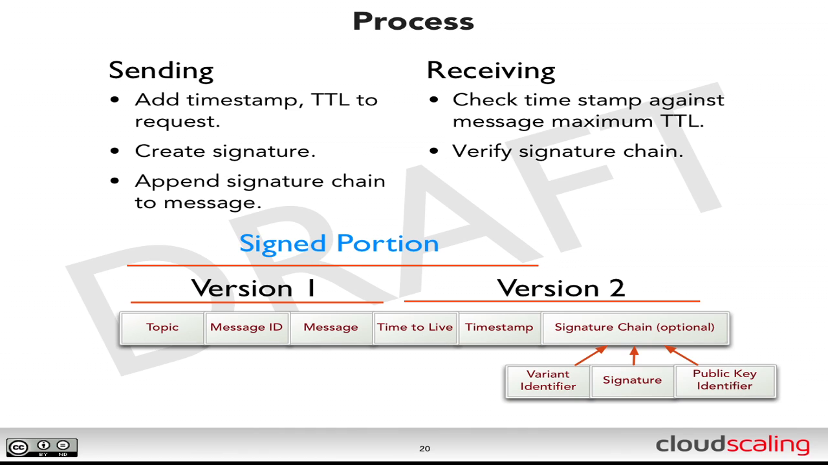So, we are going to sign messages, and we're going to change the message format that's in OpenStack now. We have the version 1 down here on the lower left corner. We have 3 fields that are sent over the message bus. We want to add a version 2 of the messaging, which will add a time to live and a timestamp. We want these anyway. These are things that we already know we want to have in the OpenStack messaging bus. So we're going to add those to the version 2 RPC.